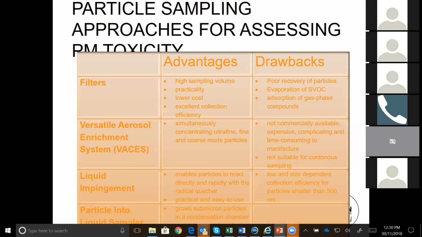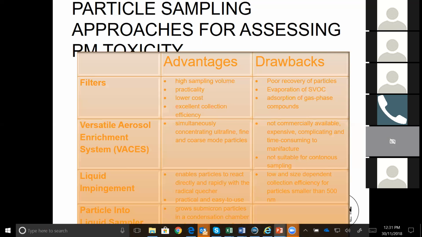Also, we have evaporation of semi-volatile organics and at the same time absorption of gas phase compounds. So what we said in the beginning, it's very hard to preserve the chemical species as they were once they were emitted from the source. Liquid impingement, I will show you how it functions. We were directly collecting particles in a liquid, which made it practical and easy to use. Unfortunately, the drawback of that approach is low and size-dependent collection efficiency for particles that are smaller than 500 nanometers.